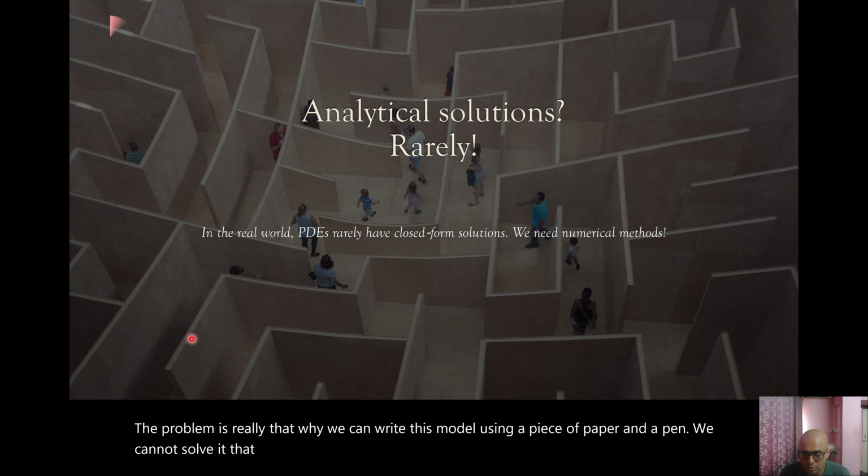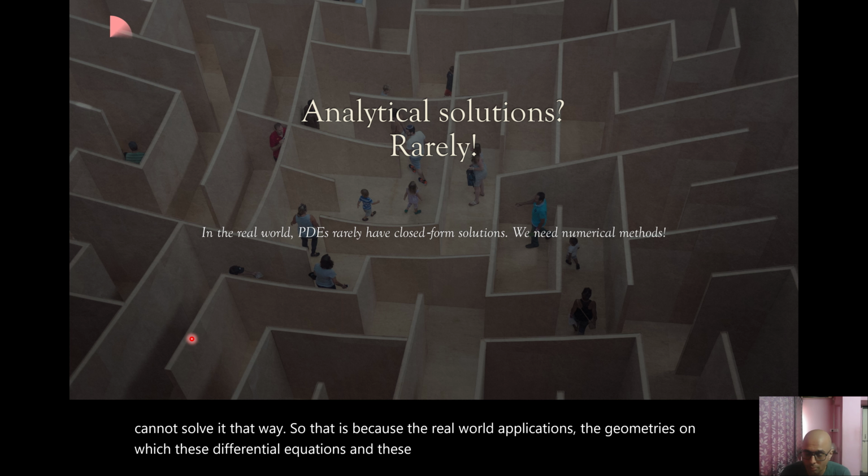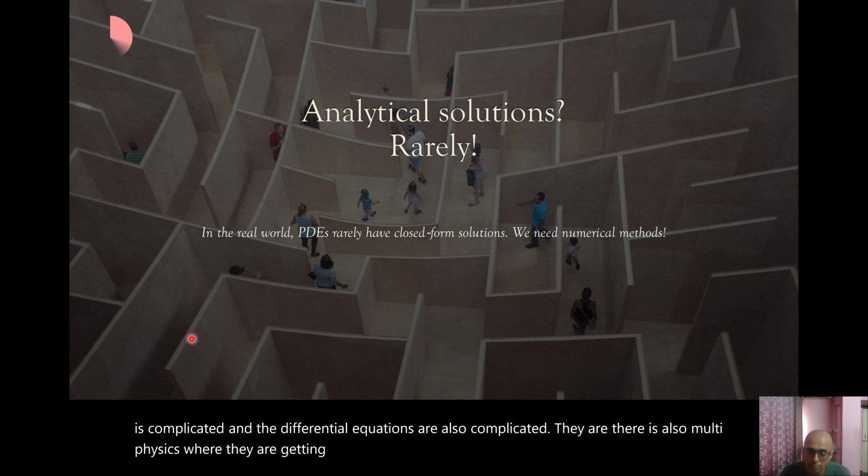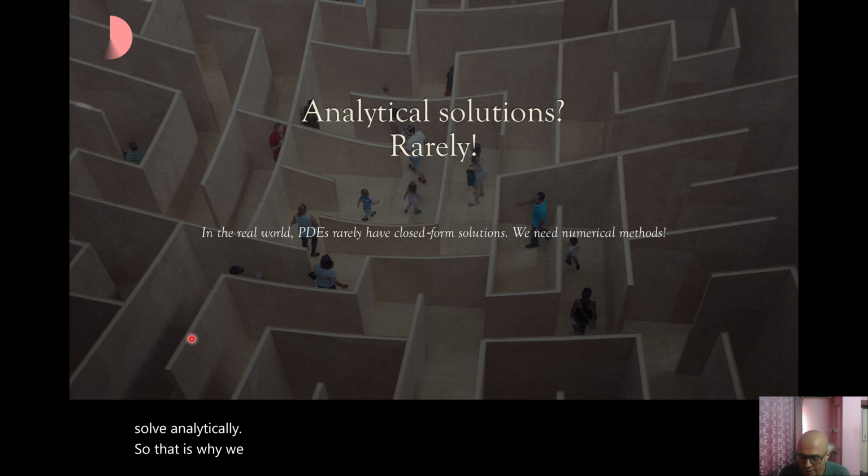That is because the real world applications, the geometries on which these differential equations and mathematical models are working, are complicated, and the differential equations are also complicated. There is also multiphysics where they are getting coupled. There are problems like turbulence which we cannot solve analytically. So that is why we need numerical methods, and that is where the computer aided engineering tools come in.